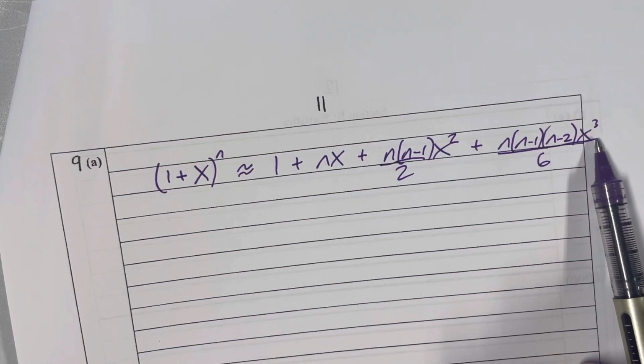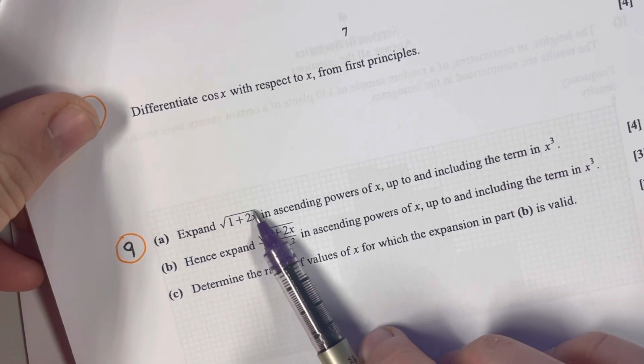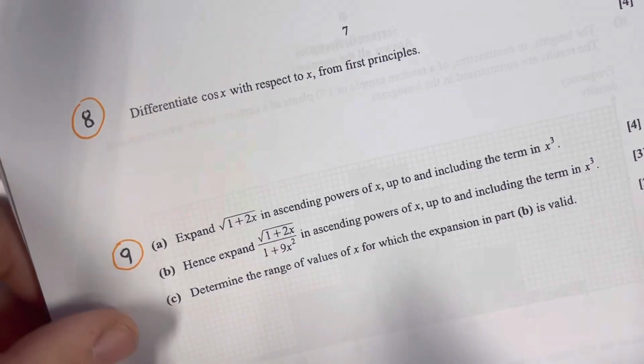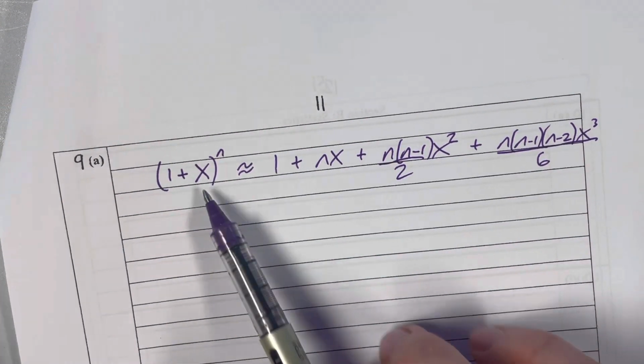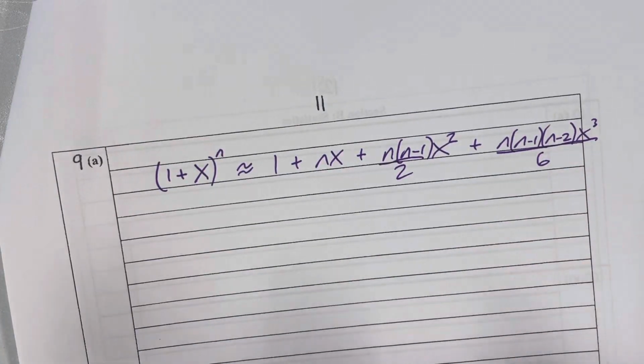And I've written a capital X, not a lowercase x here, because in our question, actually, we're going to be replacing that with 2x. So I just wanted to make it clear that this X here is not the same as the x written in the question. So this is just the formula I'm using.